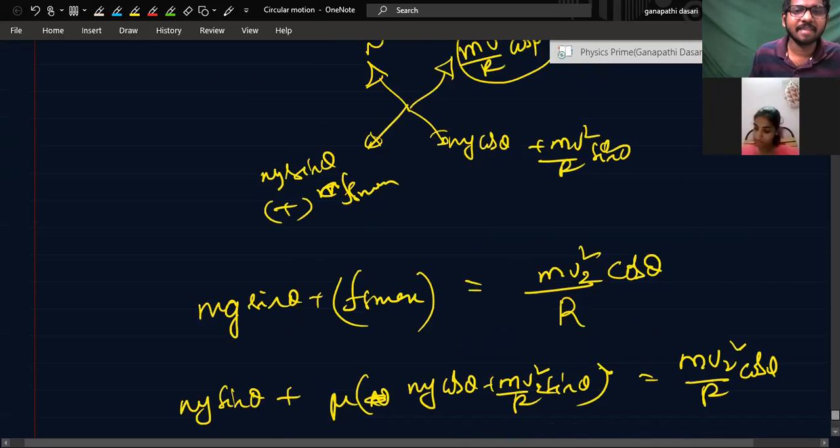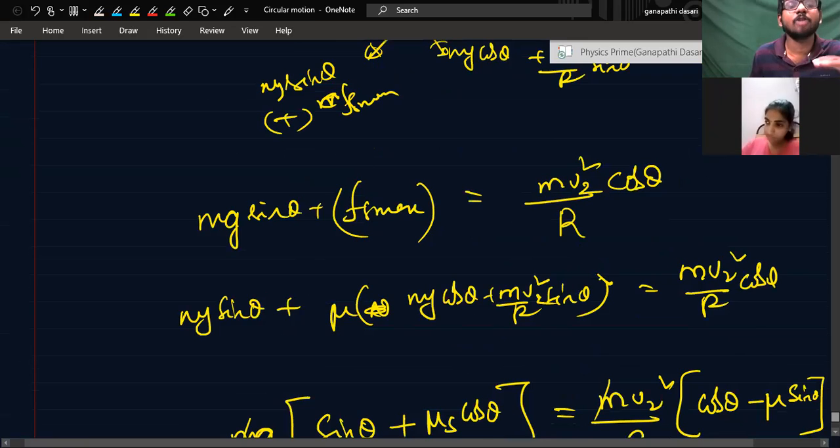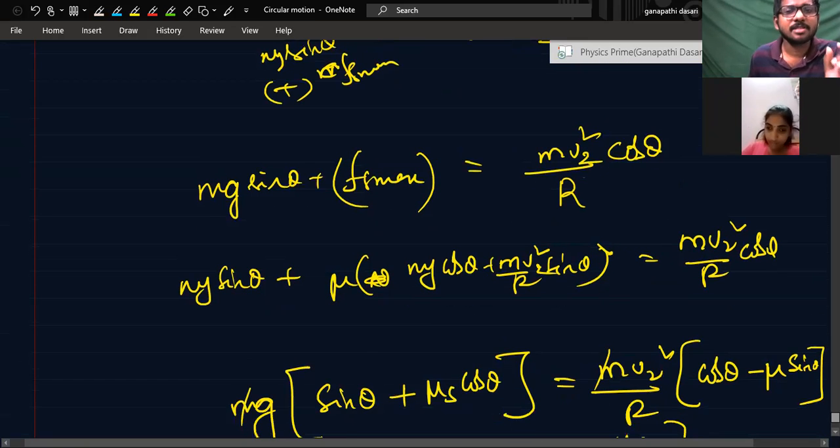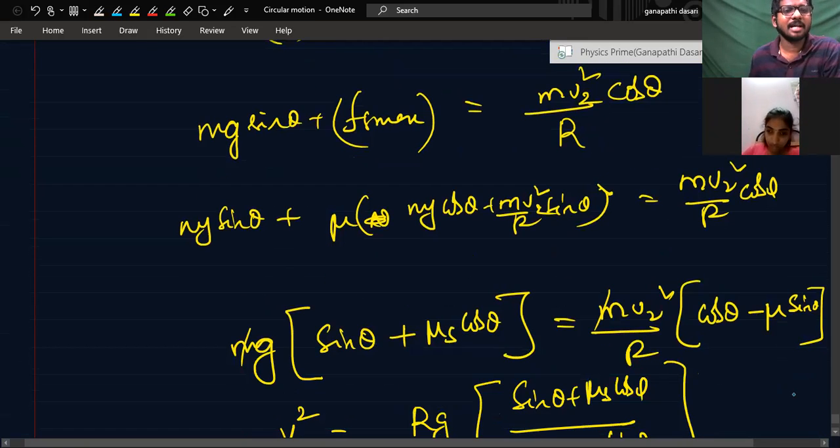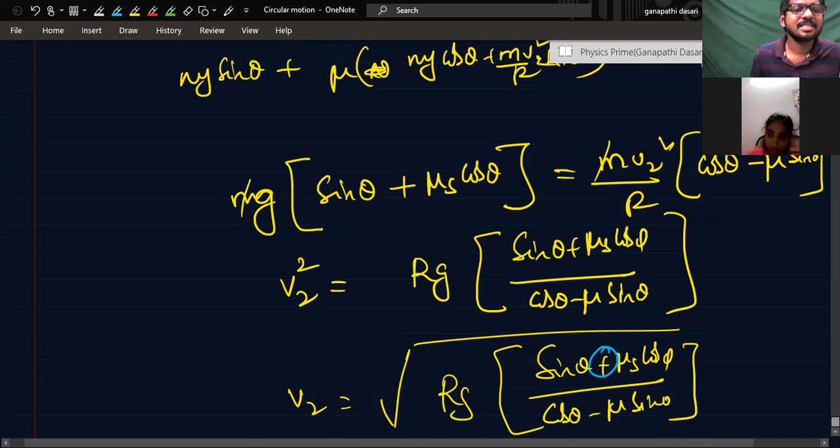In exam, you will not derive everything, but I just want to give you the thought process. Sometimes a part of this derivation might be asked as a question, just a very small part of this derivation, in understanding how to draw the free body diagram. That's why I taught everything.